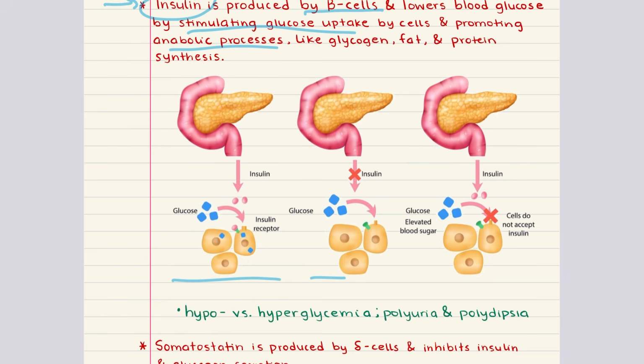But in type 1 diabetes, the body's own immune system mistakenly attacks and destroys those insulin-producing beta cells of the pancreas. So with no insulin, there's no signal for cells to take up glucose. Even if there's plenty of sugar in the blood, the cells can't access it. And what's the result? Blood sugar skyrockets while the cells remain energy deprived. This usually appears in childhood or adolescence, and it requires lifelong insulin therapy.